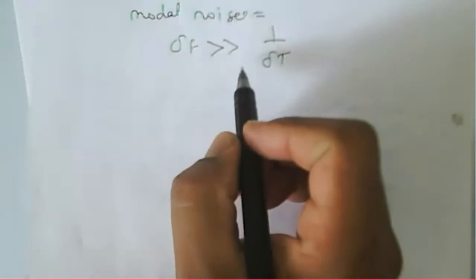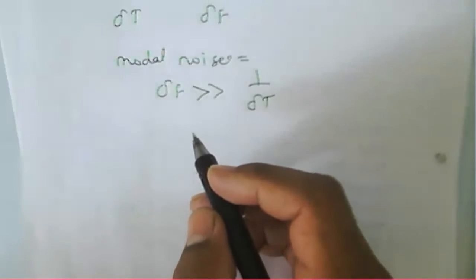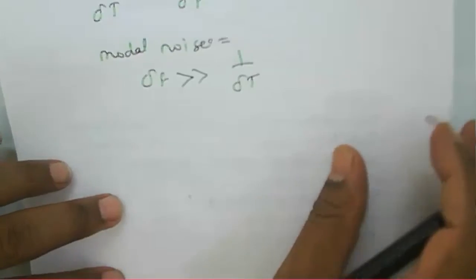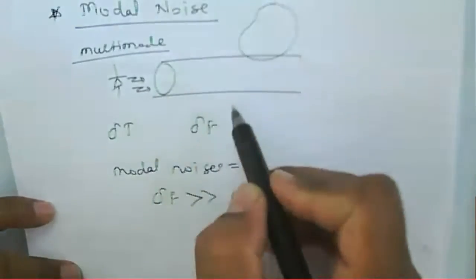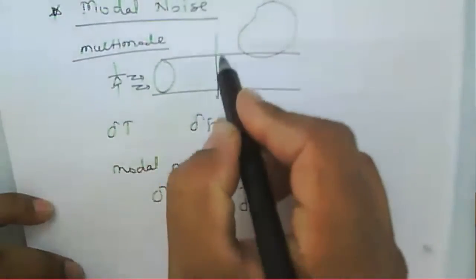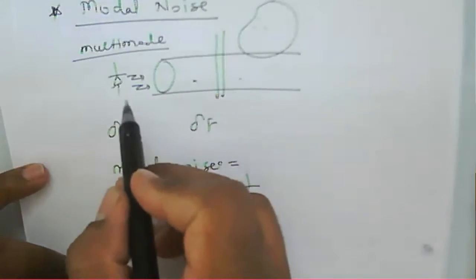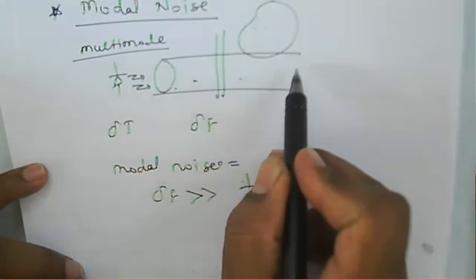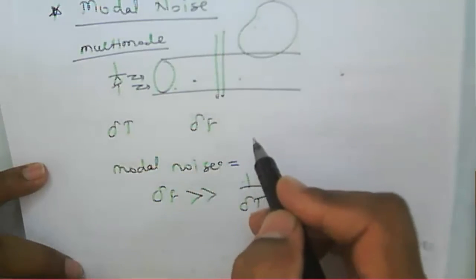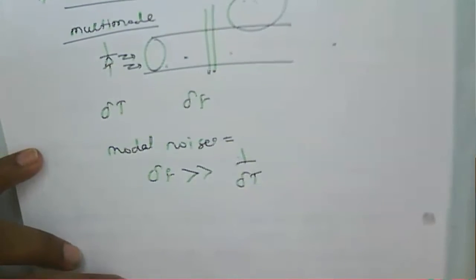That is the condition for modal noise to occur. Modal noise occurs because of disturbances in a fiber, such as a variation or a discontinuity inside the fiber, or when we are using connectors or splicing, connecting two fibers, or coupling the source to the fiber or the fiber to the detector. Because of that, fluctuations occur in the speckle pattern, and that's why modal noise is generated.